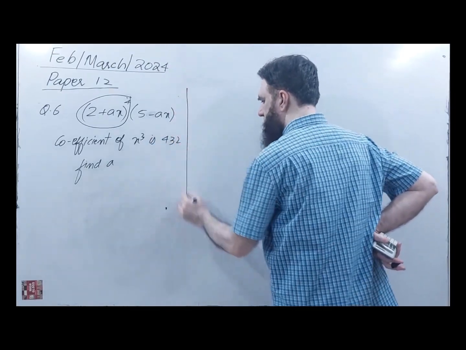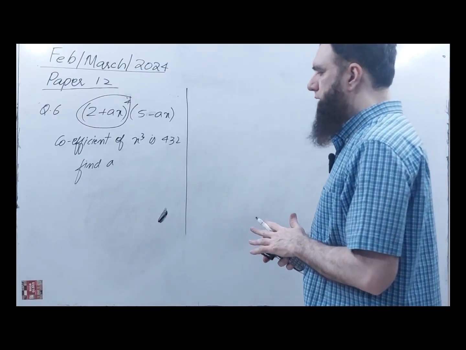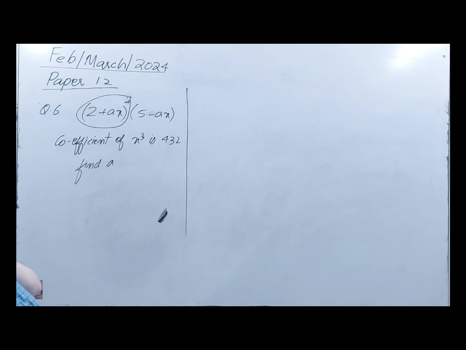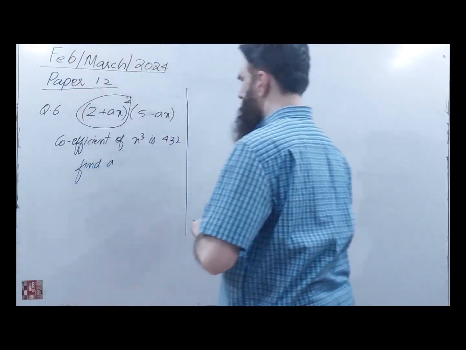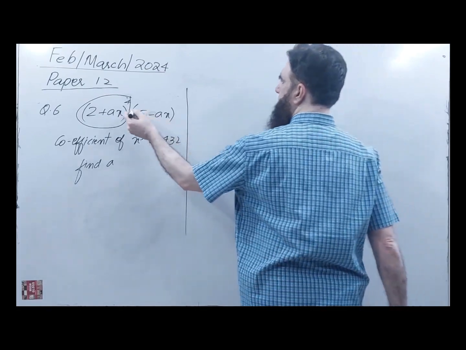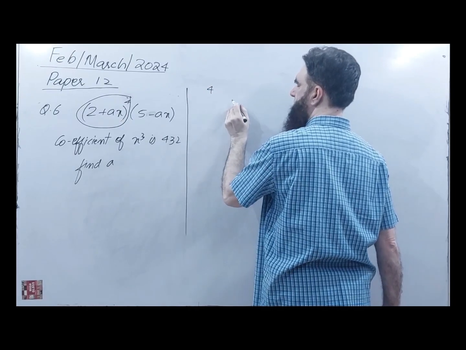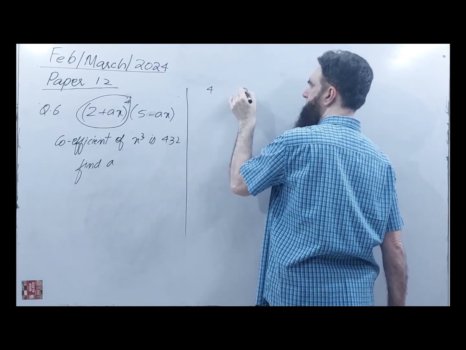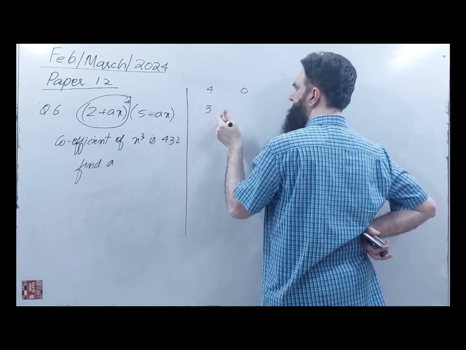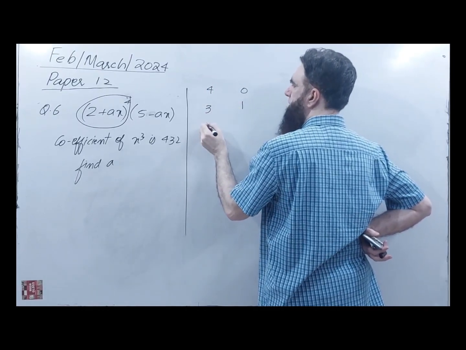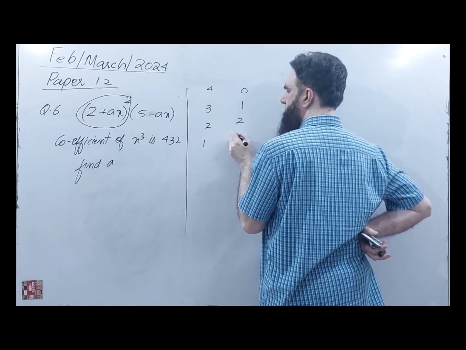Okay, now, we know when you open the binomial expression, the power on the first term starts at 4 and keeps decreasing, while the power on the second term starts at 0 and keeps increasing by 1. So there will be 4, 3, 2, 1, 0 on one side and 0, 1, 2, 3, 4 on the other.